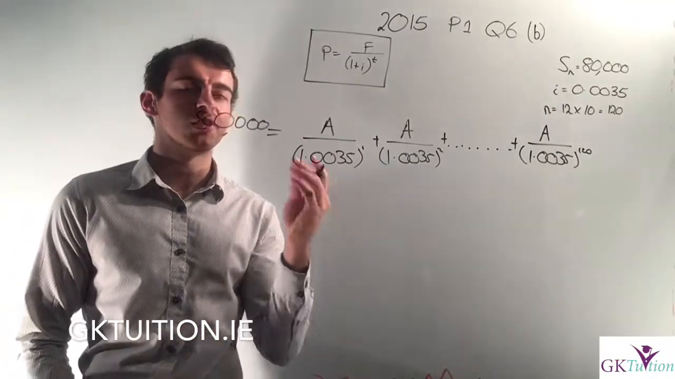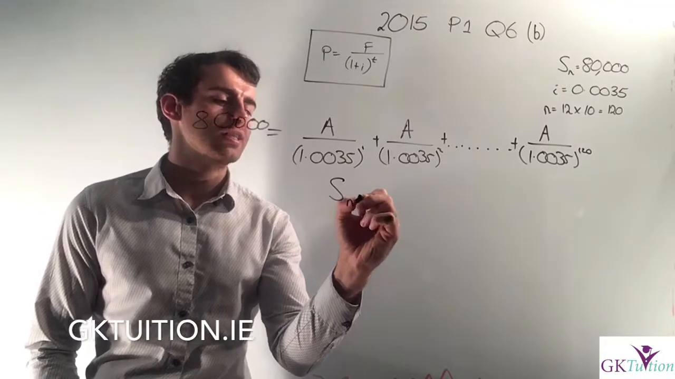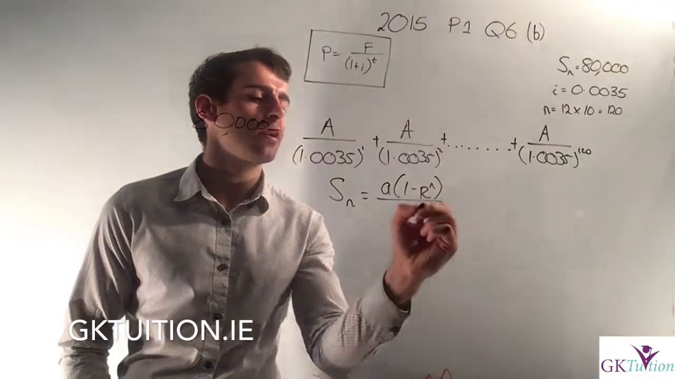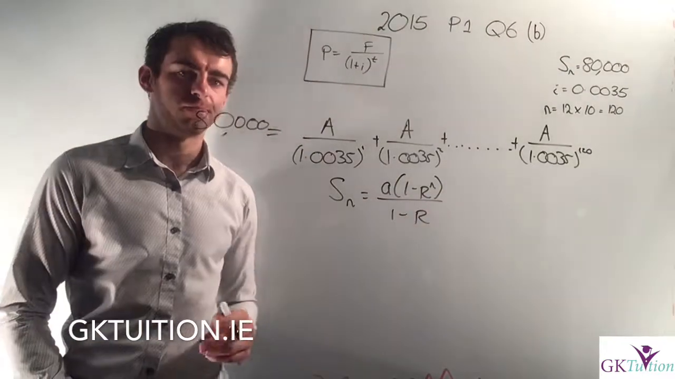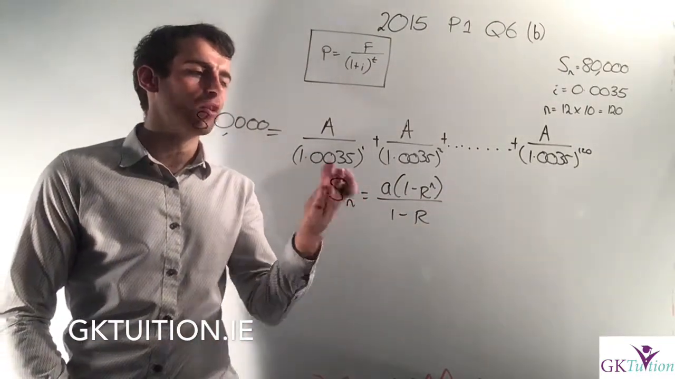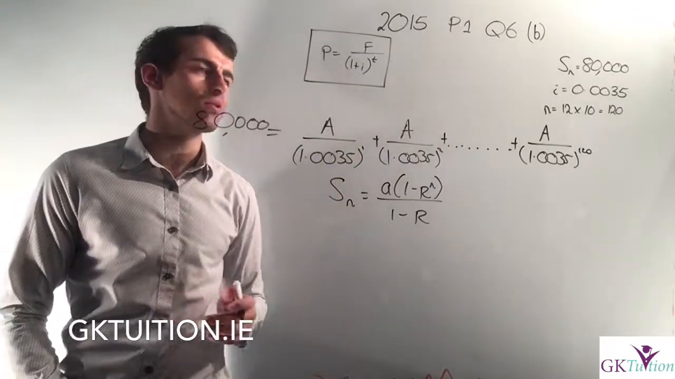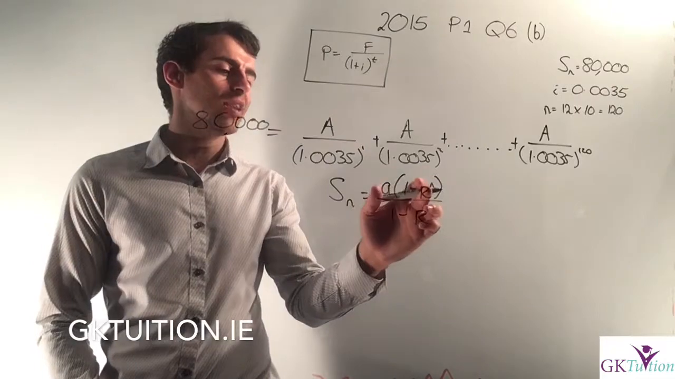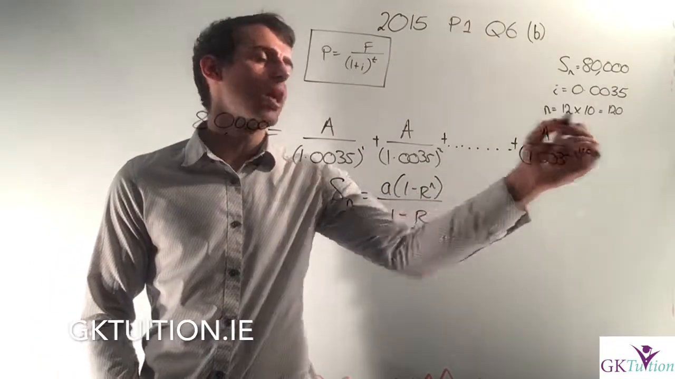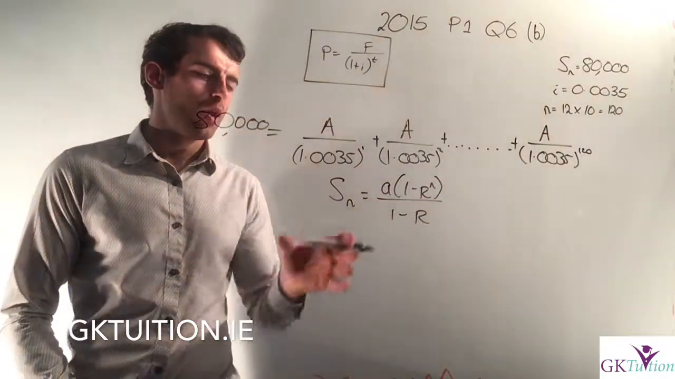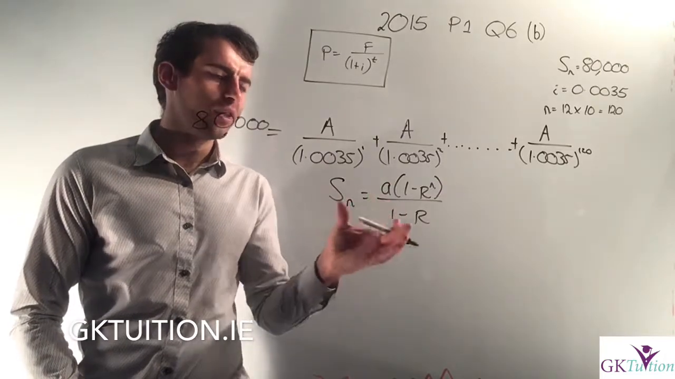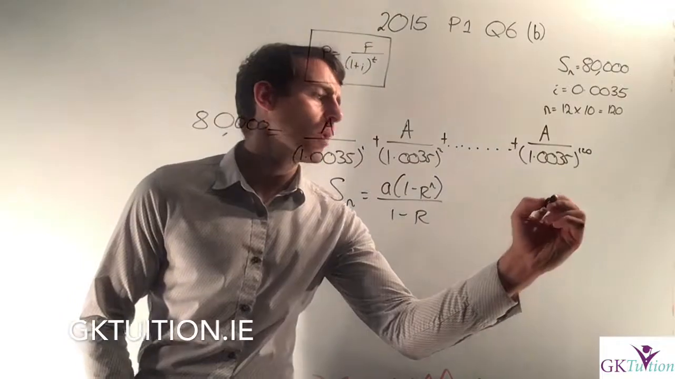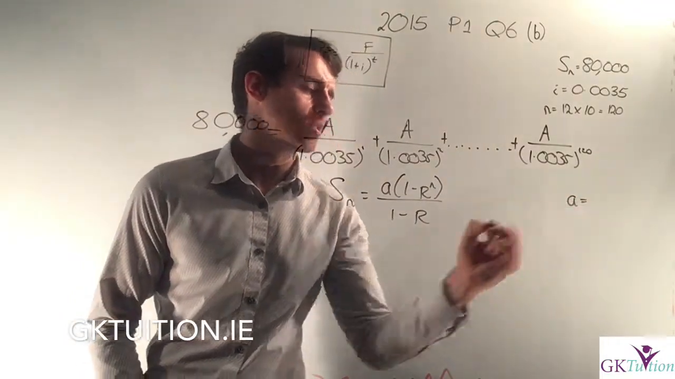Now the formula for the sum of a geometric series is Sn is equal to a times 1 minus r to the power of n over 1 minus r. I know that Sn, the sum of all of the series, is 80,000. So straight away I already know what my Sn is. And I know that n, which is the number of terms, is 120. So in order to sub into this, all I need to do is work out what is my a and what is my r. So a is your first term in your geometric series.